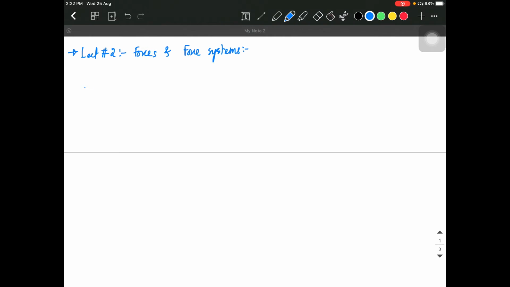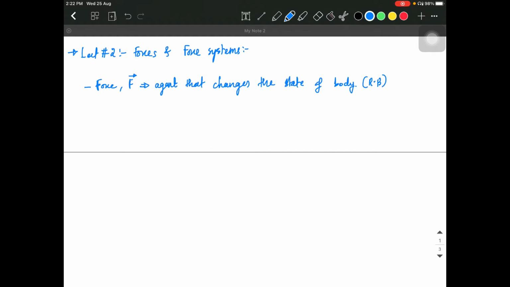Okay, so in the last lecture we defined force, which is generally denoted as F, as an agent that changes the state of a body. As I already mentioned, we will be dealing only with rigid bodies. So force is an agent that changes the state of a rigid body. But this definition is not sufficient.